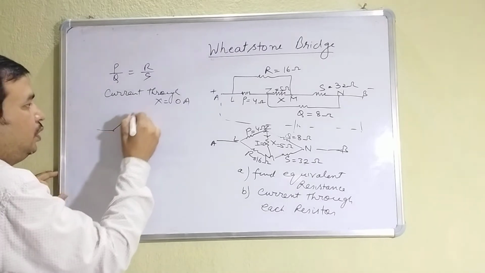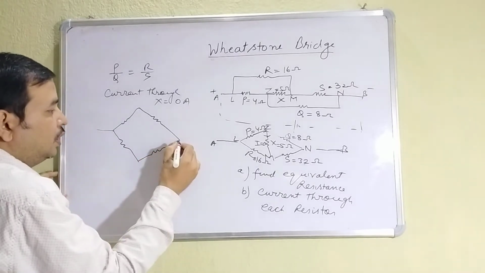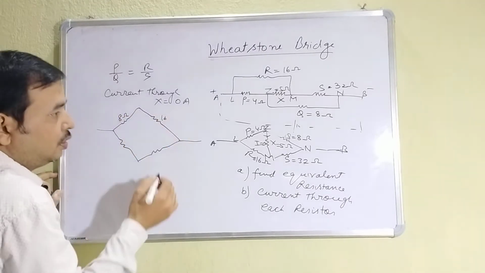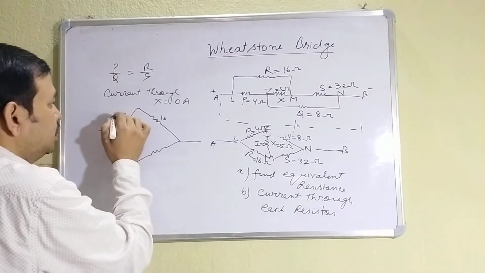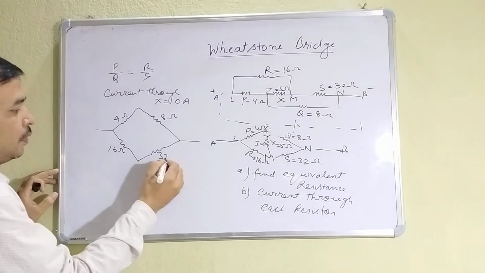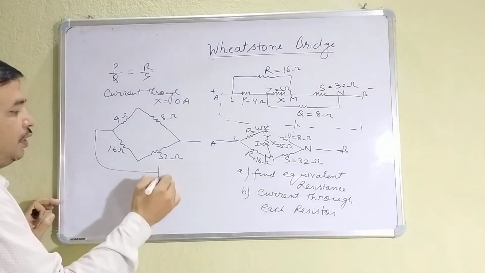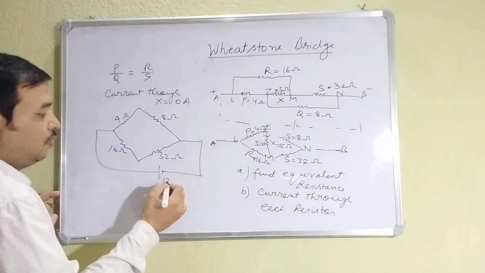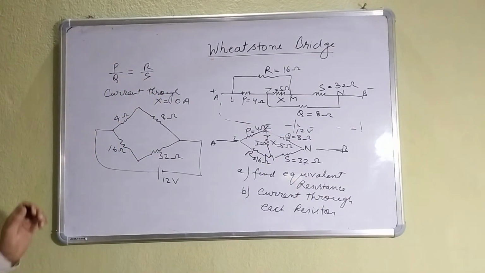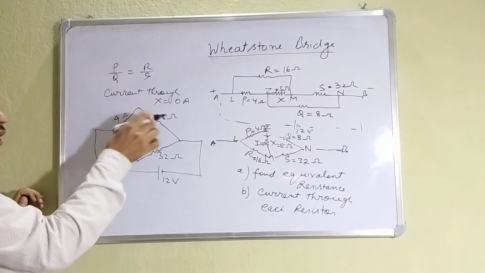So it will be like this: P, Q, R, S. So this is 4, 8, 16, 32. Now this circuit has become very clear, and suppose it is connected to a 12 volt battery. Now if it is asked what the currents through the different resistors are, first you find the equivalent resistance. 8 and 4, 12.